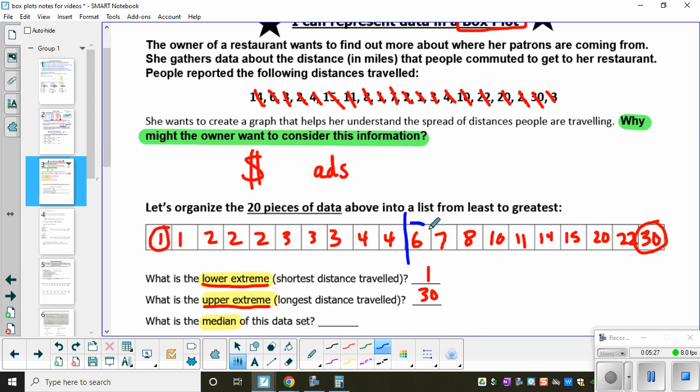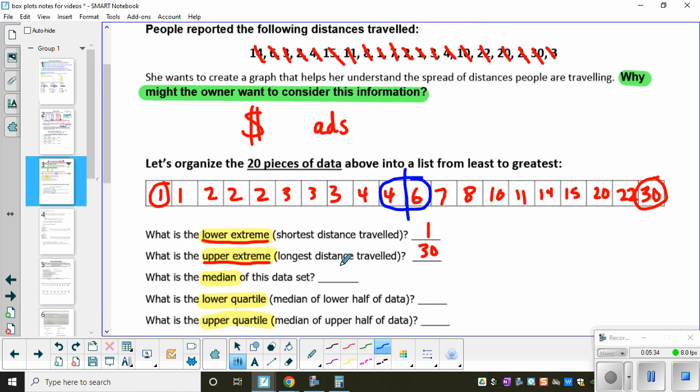Now, because it's not a true number in the middle, I need to add them up and divide by 2. So I get 10 divided by 2 is 5. So the median of my data set is smack in the middle there. It's the 5. Now, if I want to know the lower quartile, all I'm talking about is the median of this lower half of data.